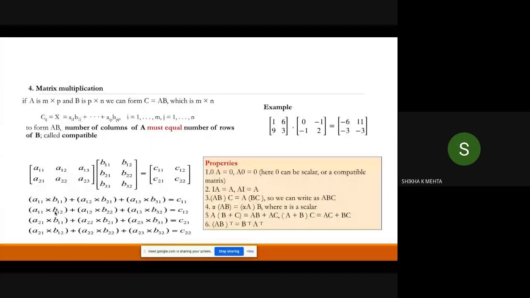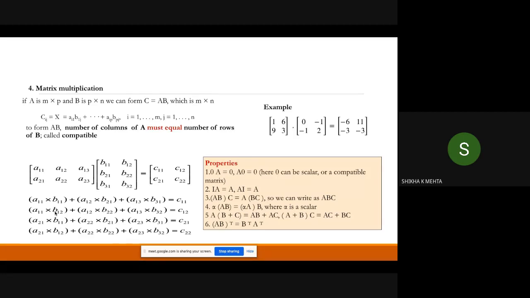Similarly, here you can see the dot product of these two matrices shown in the example, 1, 6, 9, 3. We multiply 1, 6 with 0, 1, we get 6, minus 1, 0 minus 6, so we get minus 6. And then we have 1, 6 multiplied by minus 1, 2, so minus 1 minus 12 plus 12. And then we multiply 9, 3 with 0 minus 1 and minus 1, 2, so we get the second row.